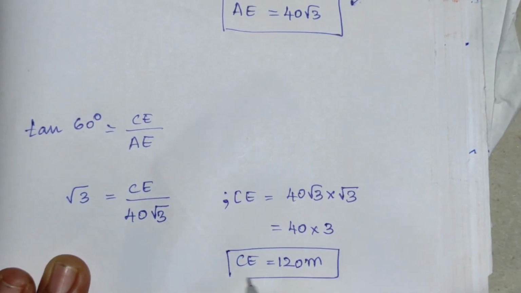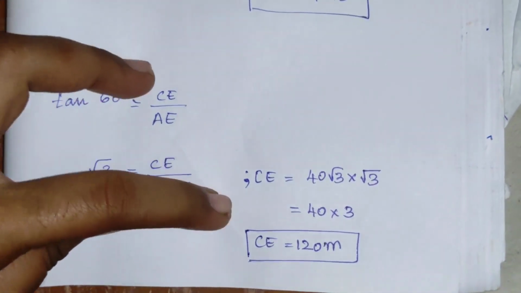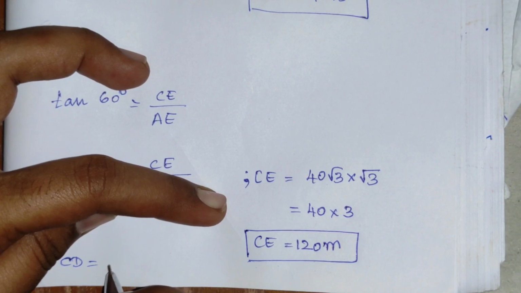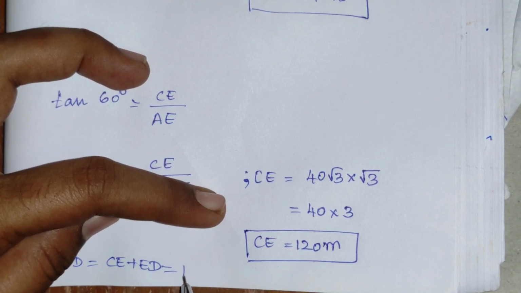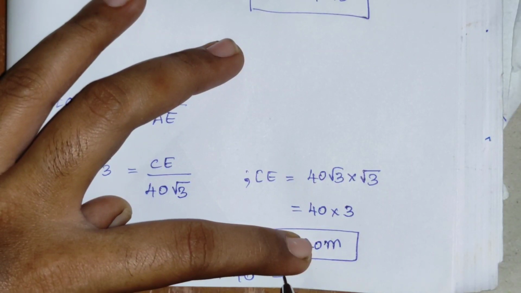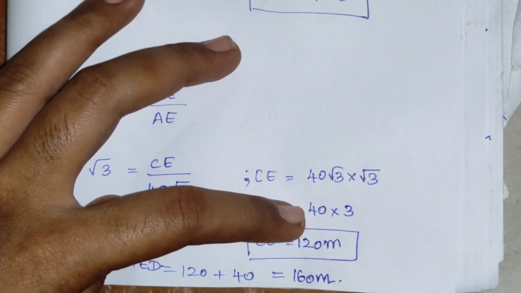Okay, so we were asked to find the total height. So the total height is nothing but CD, which is equal to CE plus ED. CE is 120 plus ED is 40. So totally 160 meters is the height of the hill.